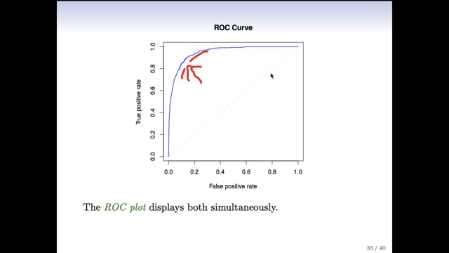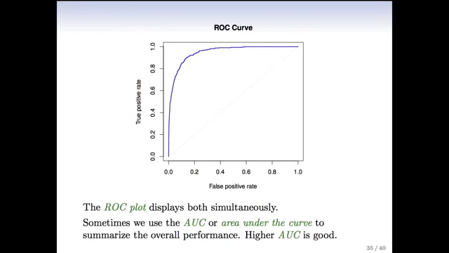Okay? And so this is a single curve that captures the behavior of the classification rule for all possible thresholds. And you can compare different classifiers by comparing their ROC curves. Okay? And to summarize it even more, we sometimes use the area under the curve, or AUC, which captures the extent to which you're up in the northwest corner. And higher AUC is good.